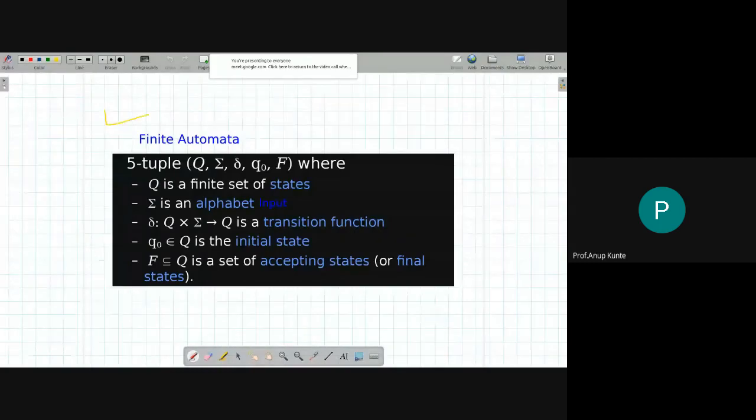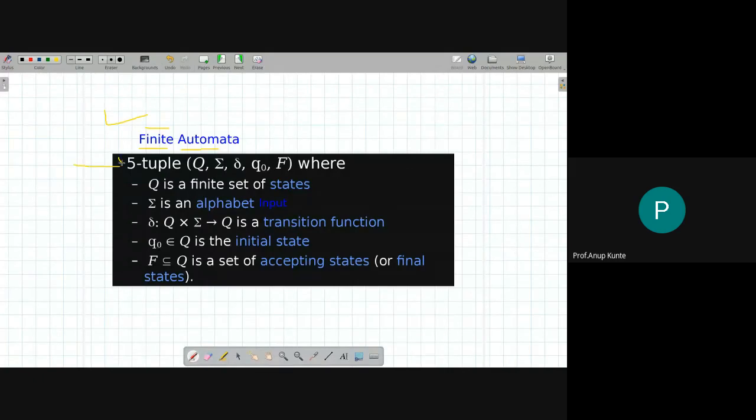Discussion of this particular definition of the device called finite automata. I told you why we refer to this device as a finite device, because the number of states in this device is finite. Okay, that's why we call this device a finite device. The definition of finite automata is like this.